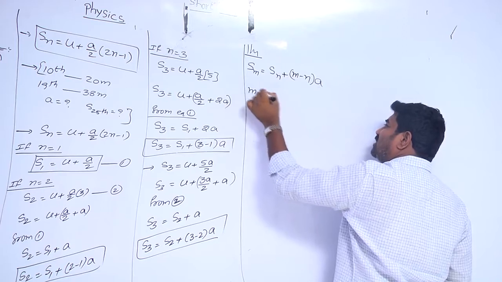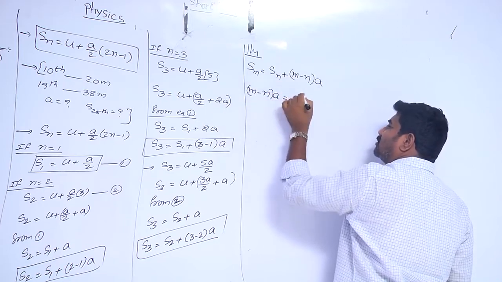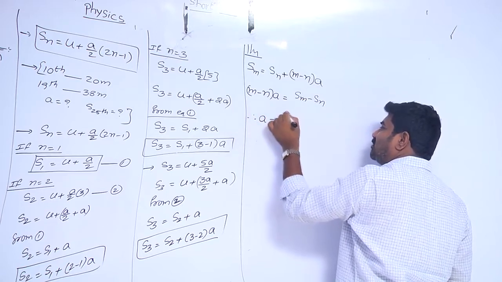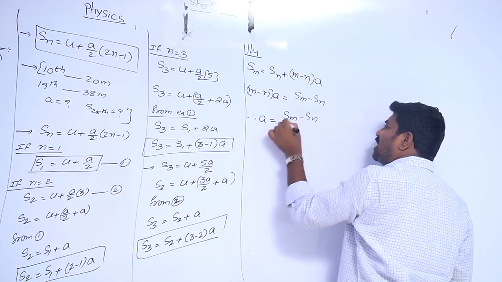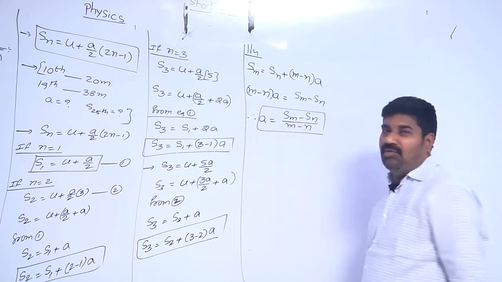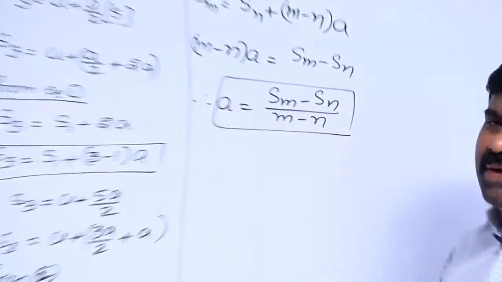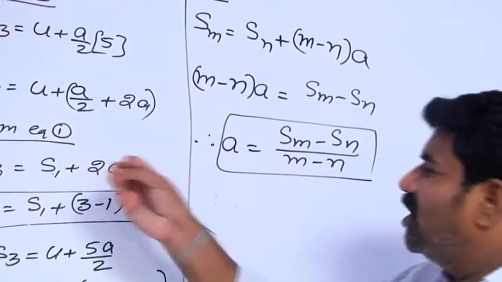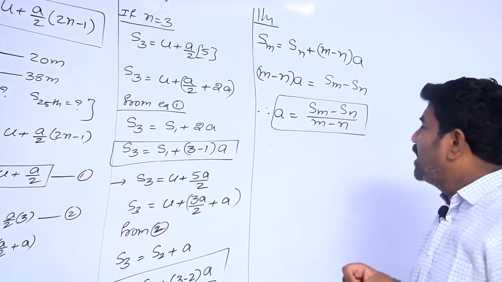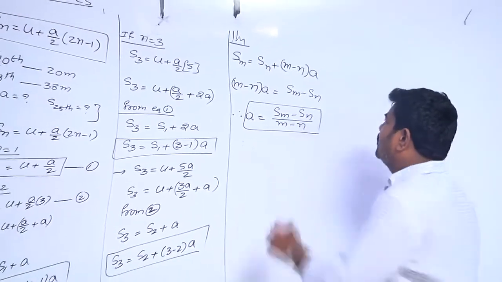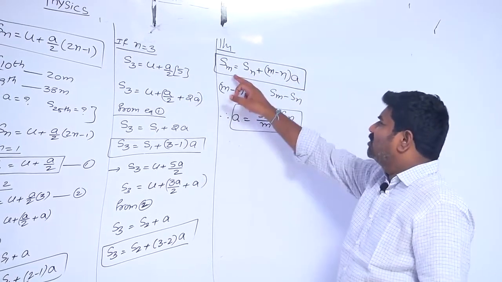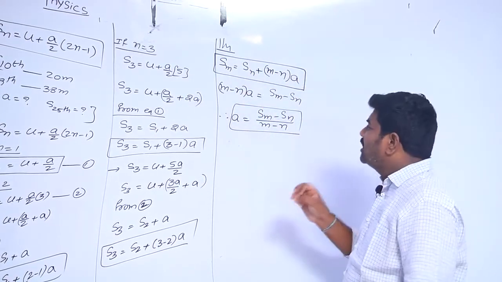So that (m minus n) into a is equal to Sm minus Sn. Therefore, the acceleration of the body is equal to (Sm minus Sn) by (m minus n). What is the acceleration of the body? a is equal to (Sm minus Sn) by (m minus n). What is the displacement in a particular instant of time? Sm is equal to Sn plus (m minus n) into a.